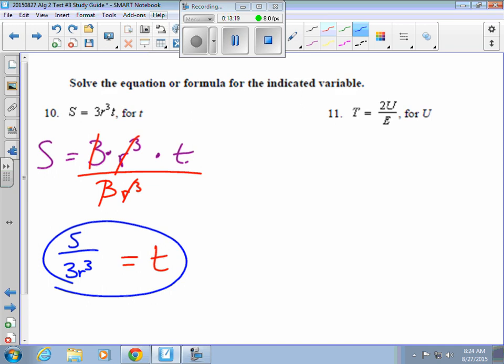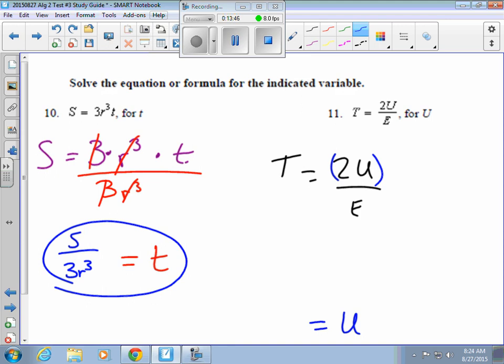Number 11 says t is equal to 2u over e. Solve for u. So I'm going to rewrite it to make a little more space. T equals 2u over e. We want to get u by itself at the end. So remember, anytime you have a fraction bar, it acts like a set of parentheses. So we can't get to that parentheses because that's at the top of our order of operations. We do that last when we undo it.